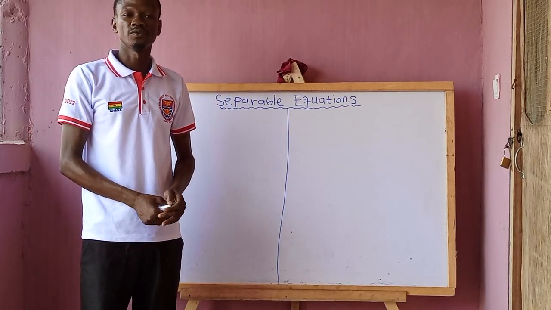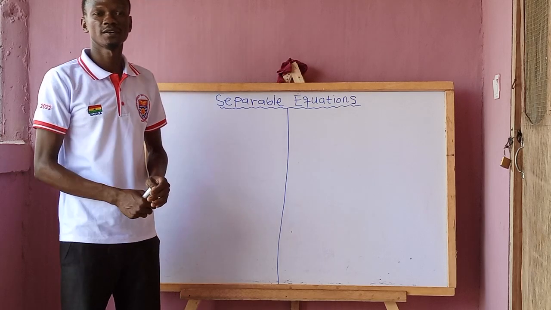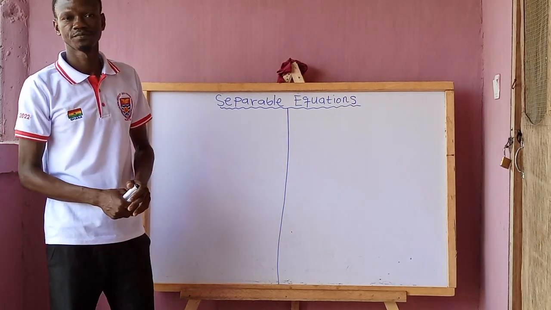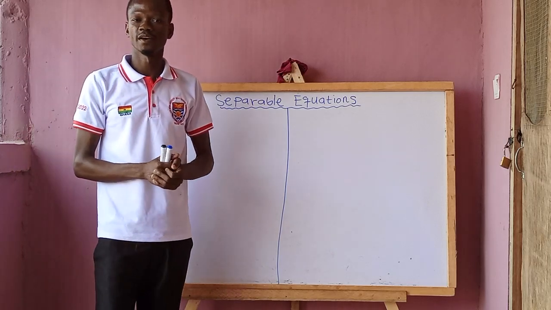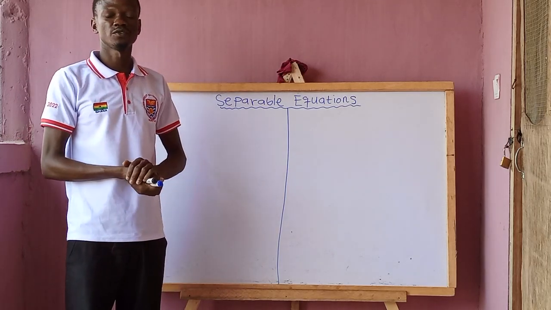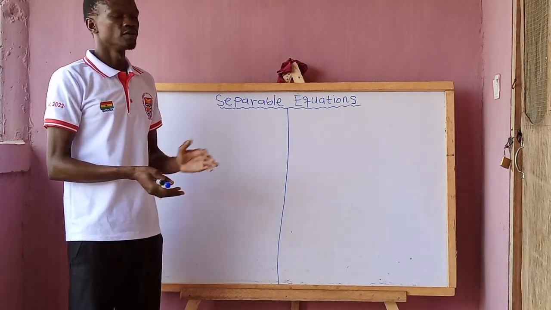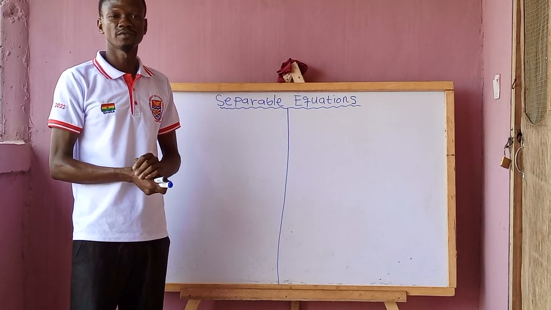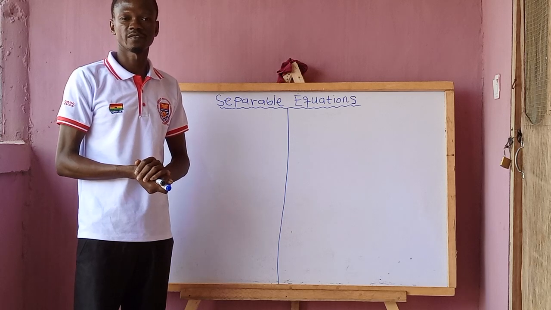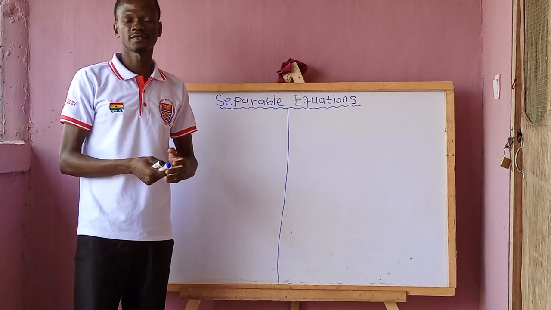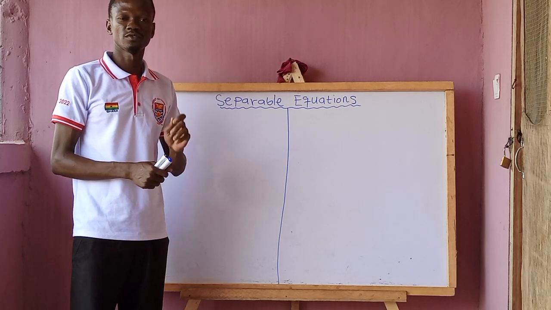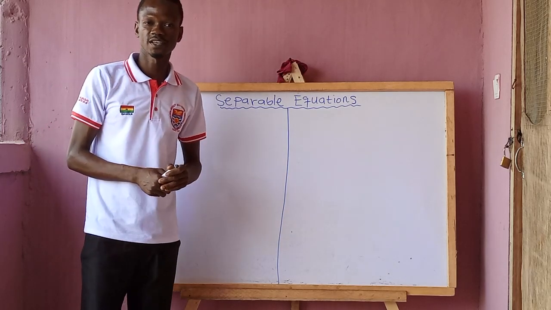and I'll be taking you through solutions to first order ordinary differential equations of the separable form. So, dear viewer, by the end of today's lesson, you should be able to find a solution to a given ordinary differential equation of the separable form. That is, you should be able to find the general and the particular solution to a given ordinary differential equation of the first order.